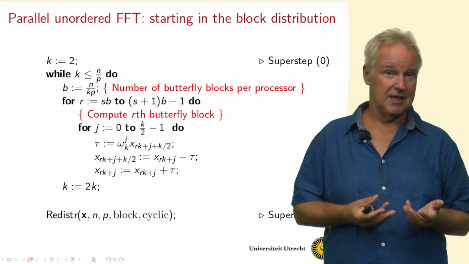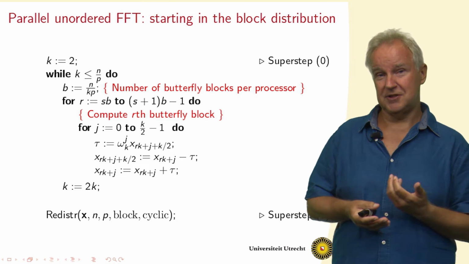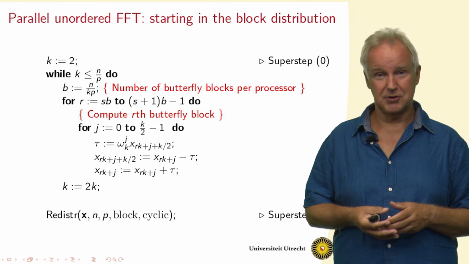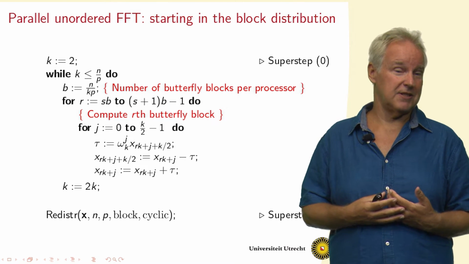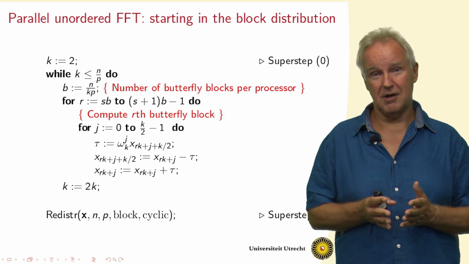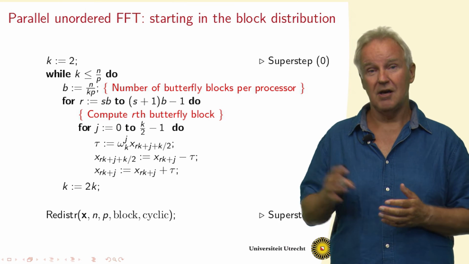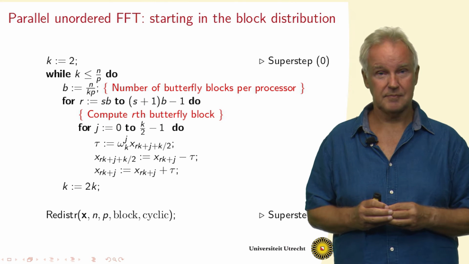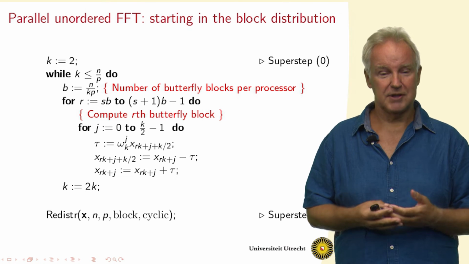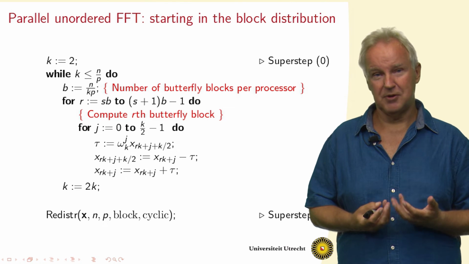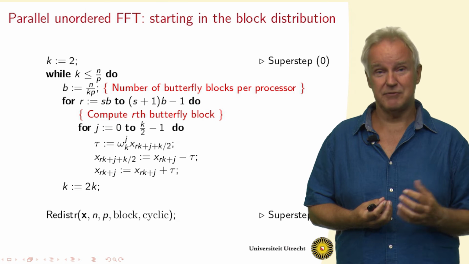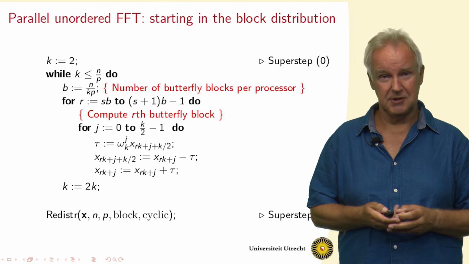And that means that we have R, which is the number of the butterfly block, and that's divided by the block distribution. So if I'm processor S, I have all the butterfly blocks numbered from S times B up to (S plus 1) times B minus 1. And for that butterfly block, we just perform the sequential computations, as we have seen before. So I won't go into the details.